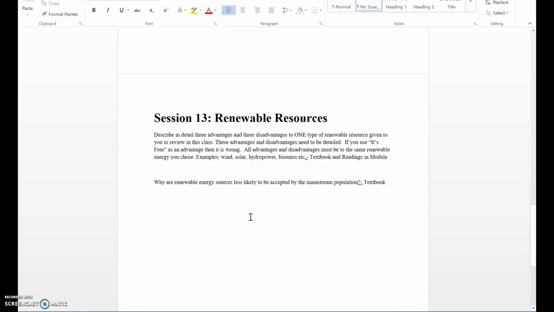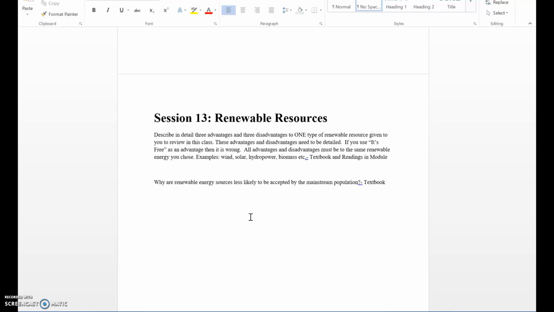Section 13 is renewable resources. I want you to describe in detail one type of renewable energy, not all renewable energy, but I want you to pick one. So I want you to pick either solar or geothermal or hydro or wind. I want you to pick one type, and then I want you to give me 3 advantages and 3 disadvantages, and I want them to be detailed advantages and disadvantages.